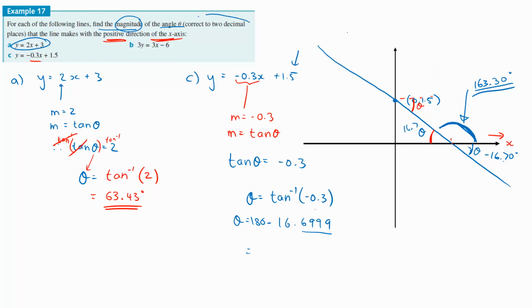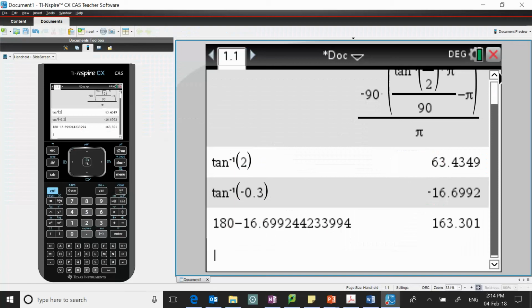Okay, so when they say correct to 2 decimal places, you only do that at the very end. So kind of like what I'm doing now. I took the entire decimal, see, it's 0.69924423394. I did 180, take away that. Full answer. Now I round this off. This is 163.301. I round that off to 2 decimal places. Okay, don't do it midway.